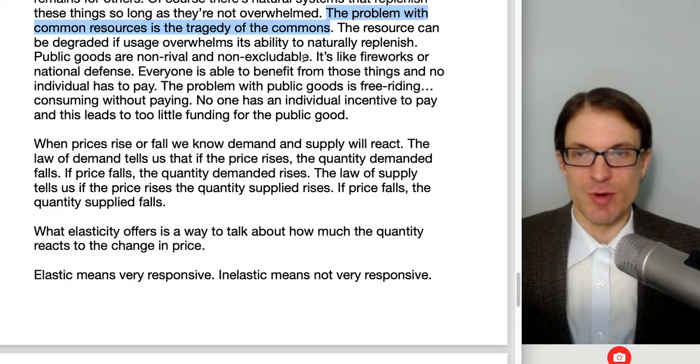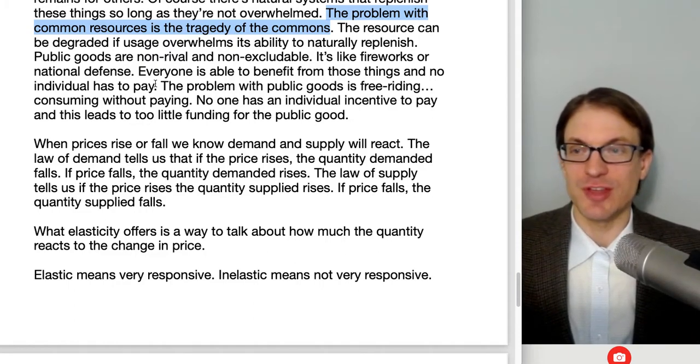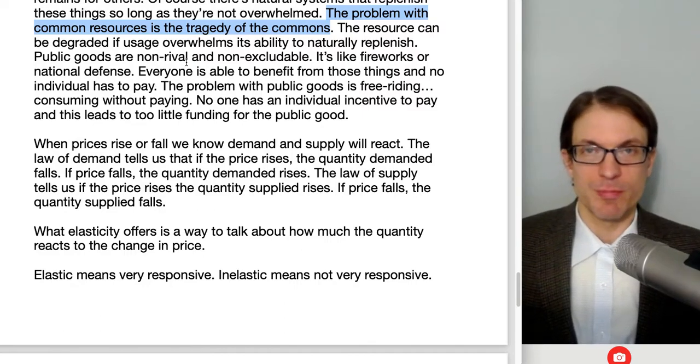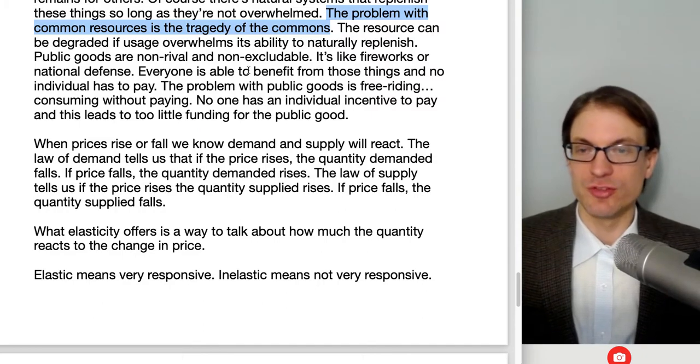Public goods are non-rival and non-excludable, like fireworks or national defense, where everyone's able to benefit from these things and no individual has to pay. The problem with public goods is free riding, consuming without paying. So no one individual has the incentive to pay, and this leads to too little funding of the public good, which is one of the primary reasons for centralized or government funding for public goods.